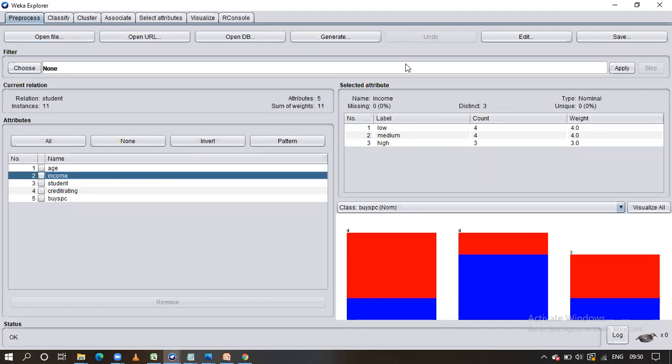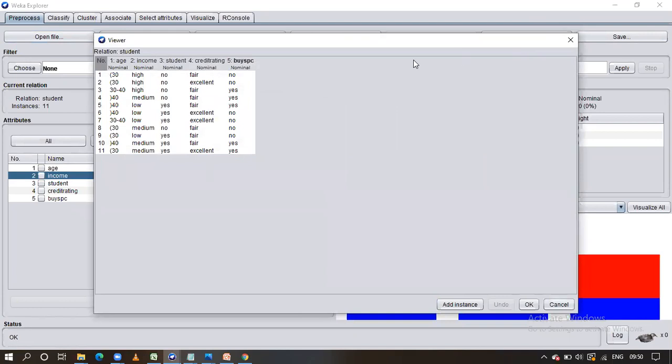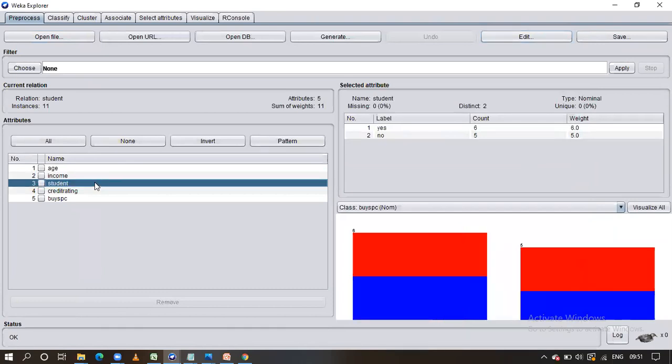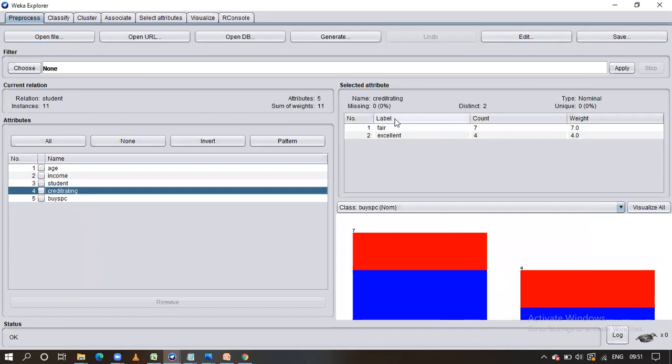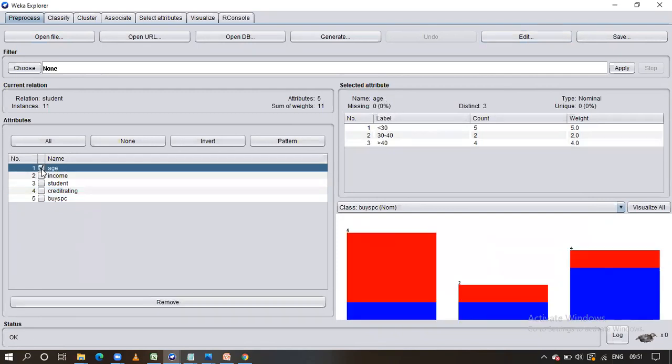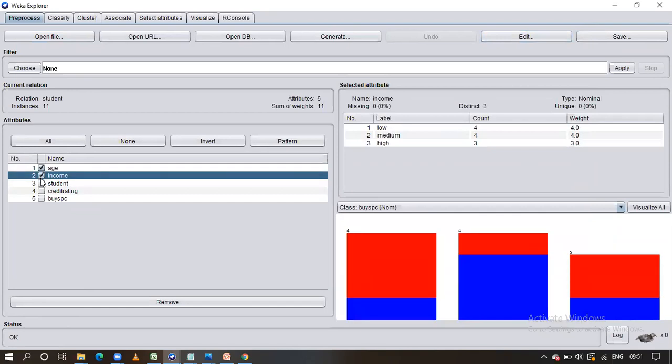At any point of time, if you want to edit this overall data set, we have to go for Edit and view the values here, and finally we have to click OK. Likewise for the student information, it takes two values, no missing values. For credit rating, there are no missing values. For buys computer, there are also no missing values. Now I want to visualize the overall data.